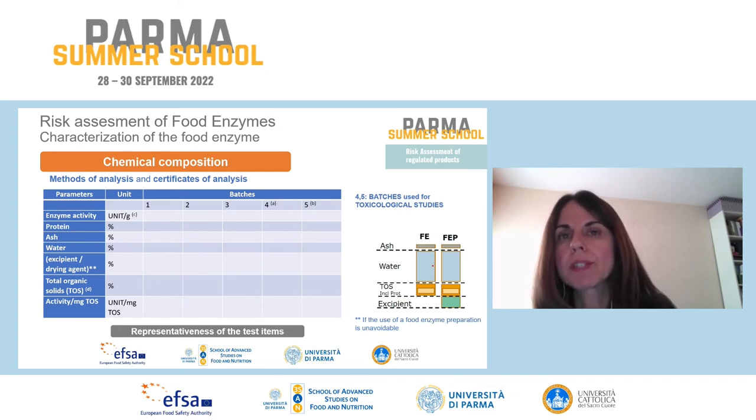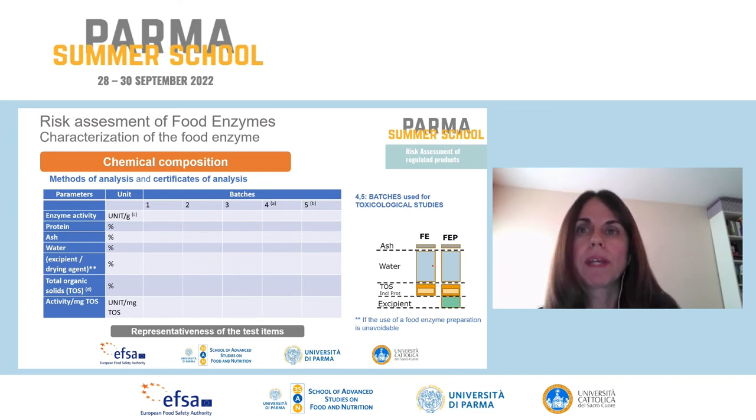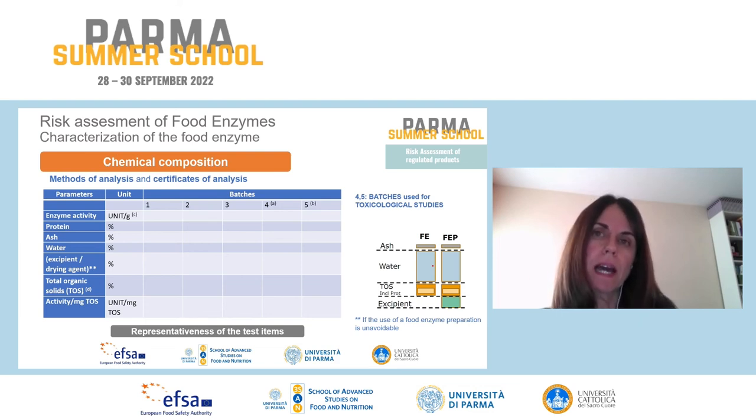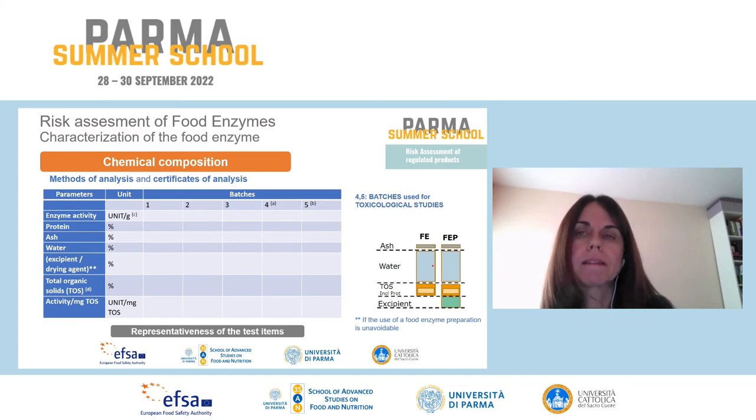Regarding the chemical composition of the food enzyme, we need data on the enzyme activity or activities, if more than one are reported, the concentration of total protein, ash, and water. And from this data, the percentage of total organic solids and the specific enzyme activity, which is the ratio between the activity and the amount of TOS, can be calculated. Again, in case of a food enzyme preparation, the percentage of excipients should be reported and considered in the calculation of the total organic solids.